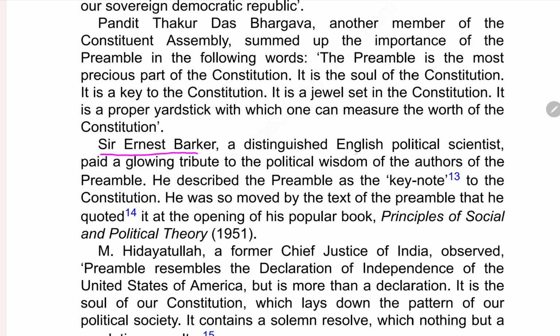Sir Ernest Barker, a distinguished English political scientist, paid a glowing tribute to the political wisdom of the authors of the preamble, and he described the preamble as the keynote to the Constitution. He was so much moved by the text of the preamble that he quoted it at the opening of his popular book, Principles of Social and Political Theory.